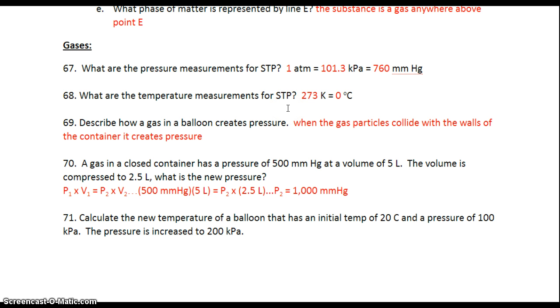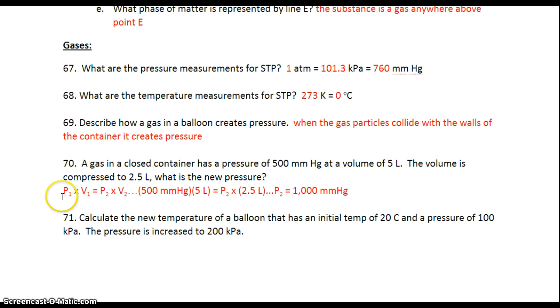So there's three basic gas laws that we need to know. Number 70 uses what we call Boyle's law, which describes pressure and volume as inversely proportional. In other words, if the volume of the gas goes down, the pressure goes up, and vice versa. So looking at this problem, we have a gas that starts out at a pressure of 500 millimeters of mercury and a volume of 5 liters, but the volume changes to 2.5 liters. The volume is going down, so the pressure is going to have to go up.